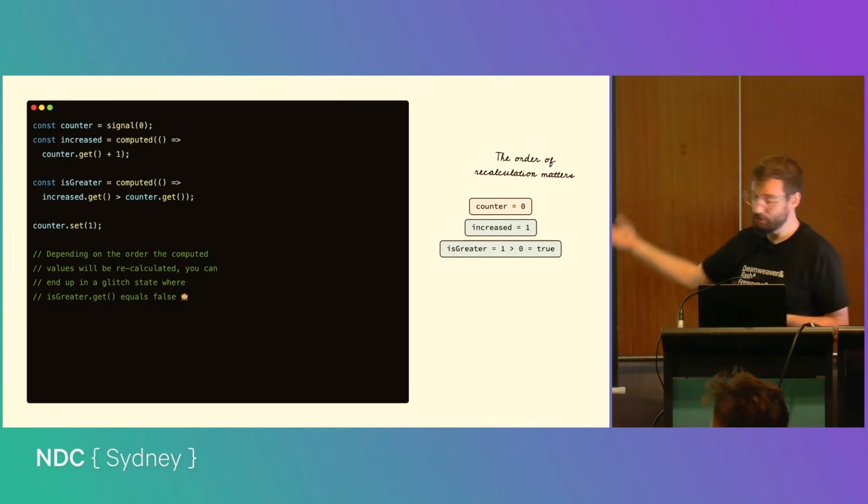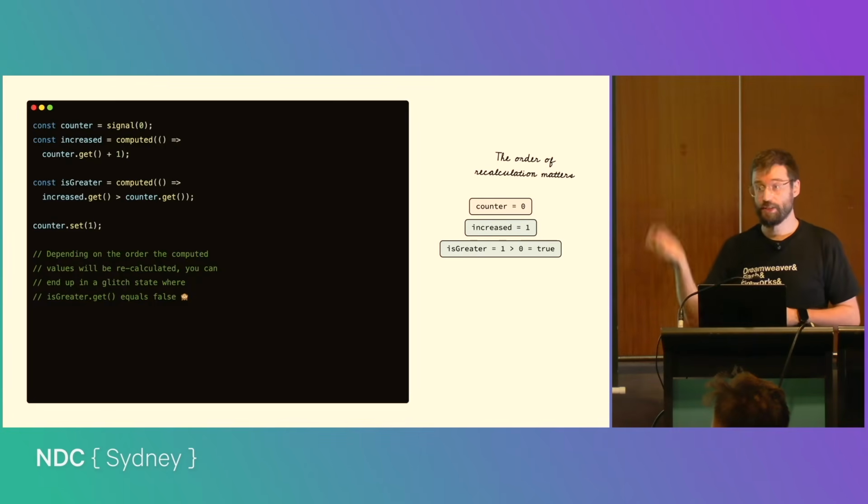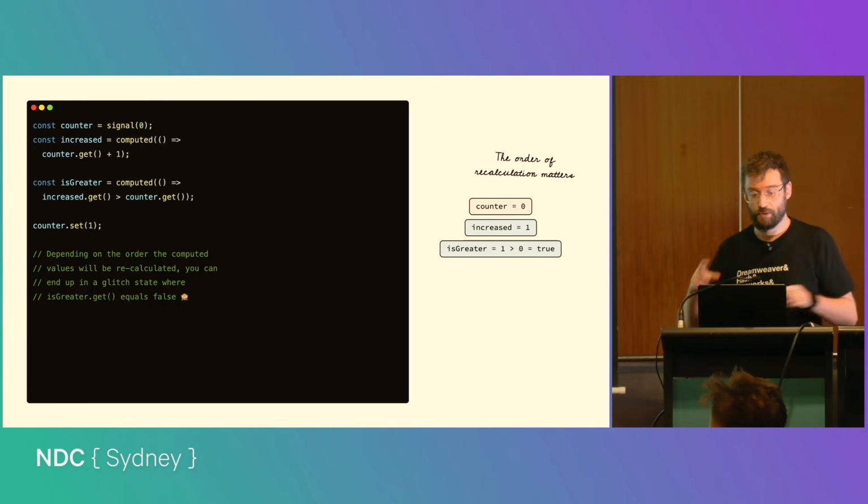In this example, if I have a counter and an increased computed value, by definition that increased computed value is always the counter plus 1. So it should always be greater than the counter. If I then have another computed value that checks if the increased value is greater than the counter, that should always be true.